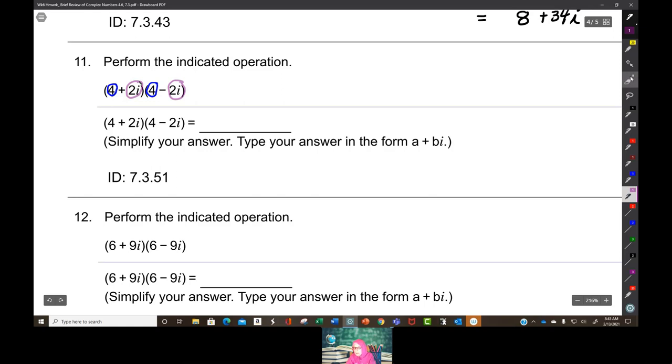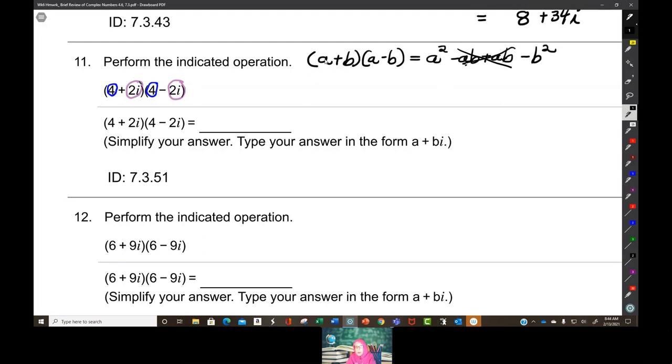Well, there's a pattern, and here it is. A plus B times A minus B. Where A is the first term, and they have to be exactly alike, and B is the second term, and they have to be exactly alike. So if you go ahead and multiply this out, you get a squared minus ab plus ab minus b squared, where ab minus ab zeros out. So a plus b times a minus b equals the first term squared minus the second term squared.